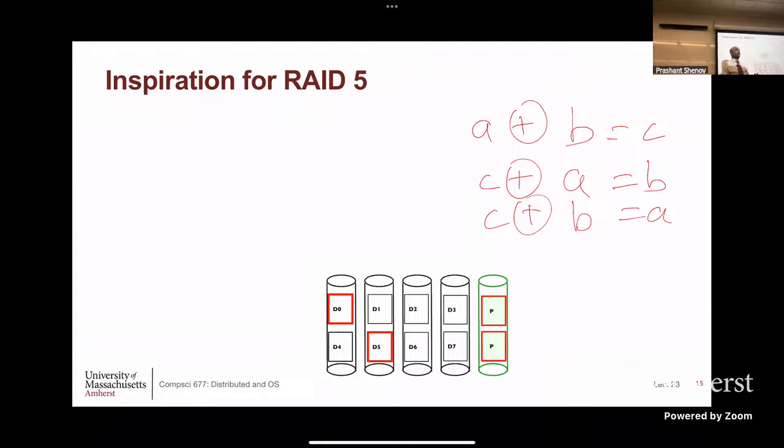Is that clear, what I just said? Okay? So this is called RAID 4. So you keep a parity disk that is going to protect a set of disks. Okay? You have a question?